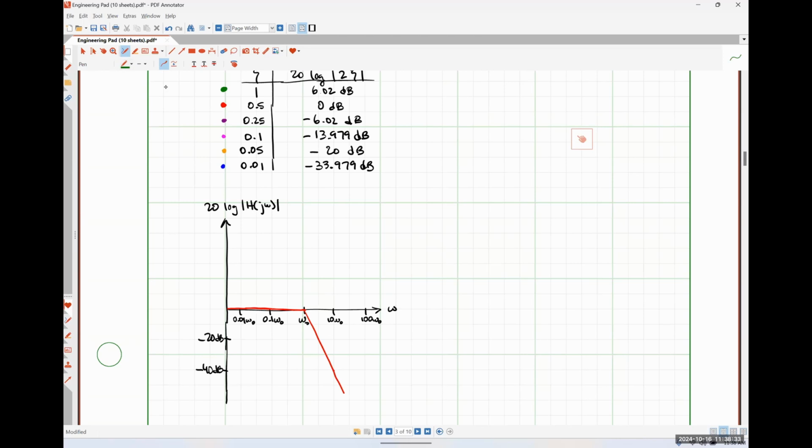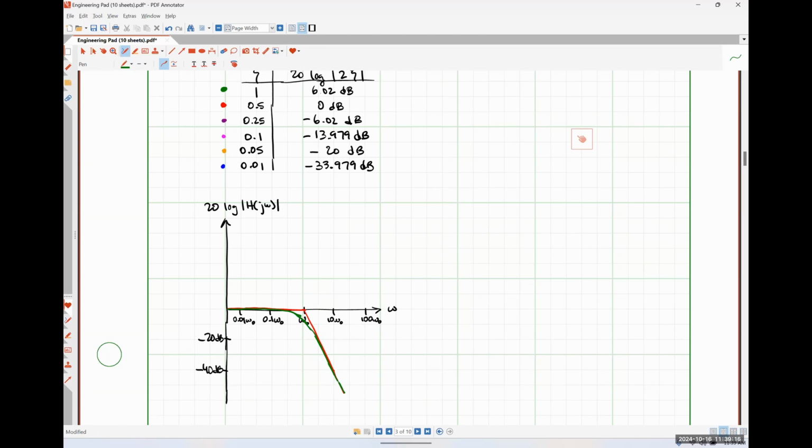Now let's do zeta is equal to 1. So what we should see is effectively just a nice, smooth frequency response plot where, in the region of omega naught, we're actually 6 dB below that 0 dB threshold because of this number right here. Something like this. Okay.